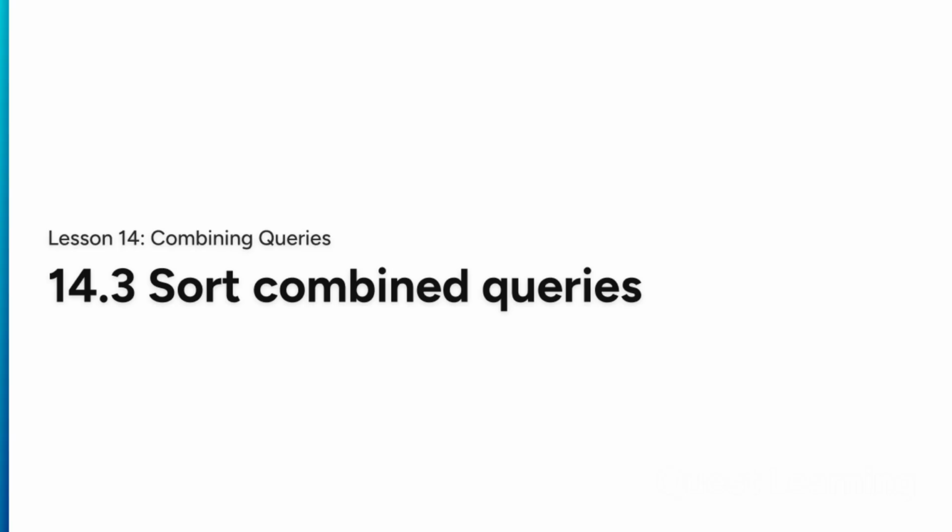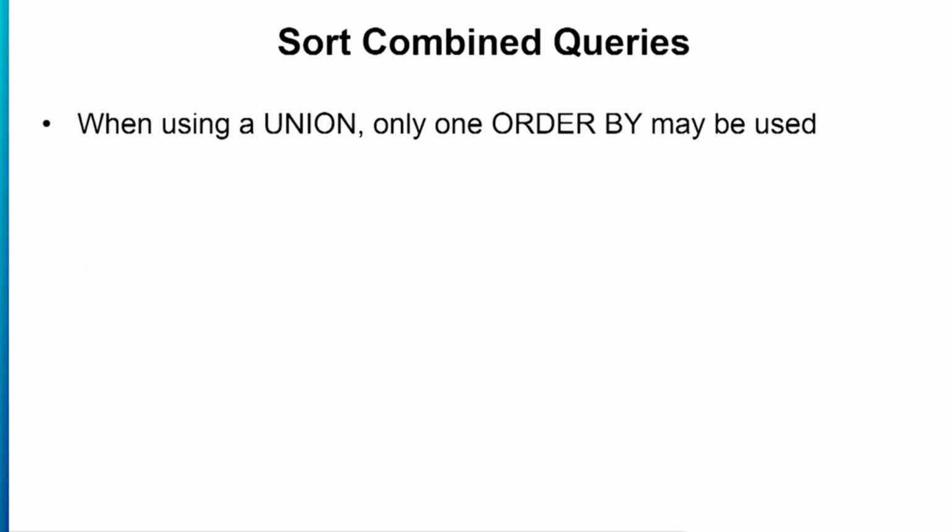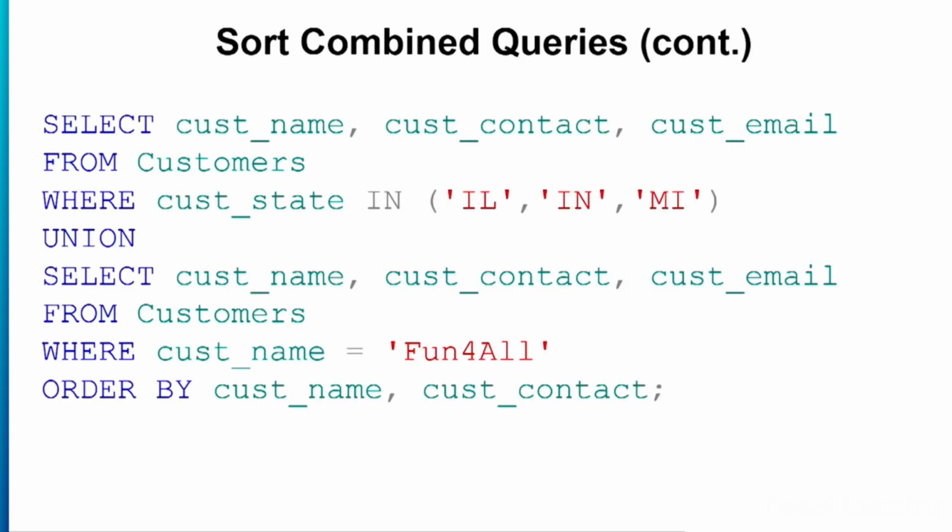The last point to discuss about the use of unions is how you sort them. When using a union, only one order by clause can be used. And it looks like this. You have your select statement, union, followed by subsequent select statements, as many as you need, and then only one order by clause. Let's take a look at the code running in the IDE.